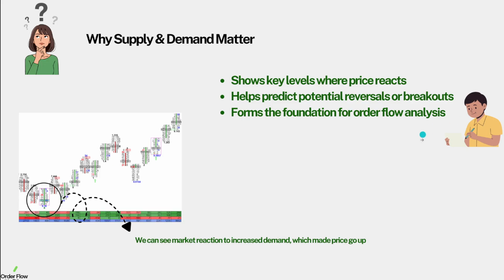Here, for example, you can see market reaction to increased demand, which made the price go up. Here it's at the swing low, and we can see a lot of imbalances happening here, and then the market immediately went up. Same thing here, and here once again.